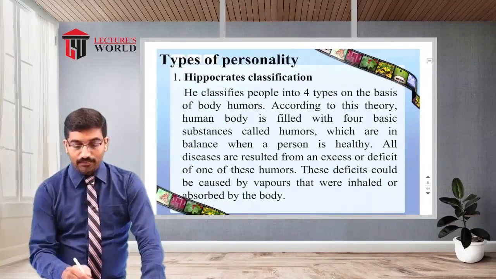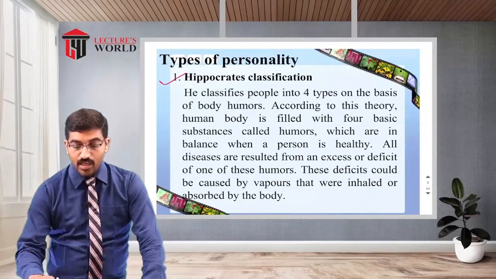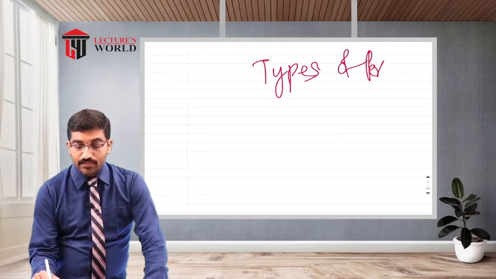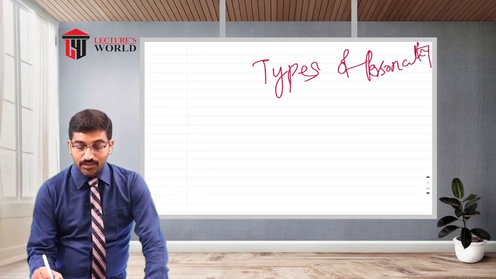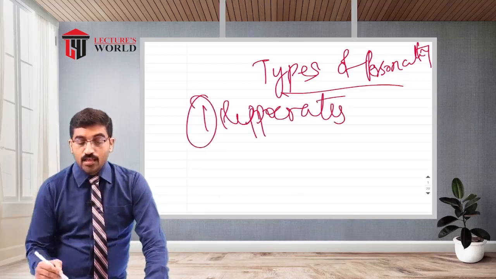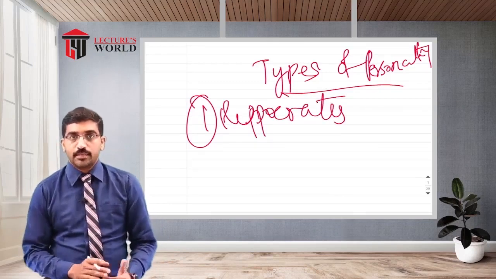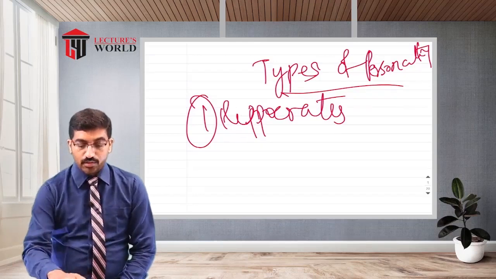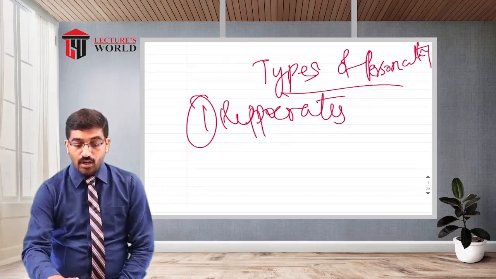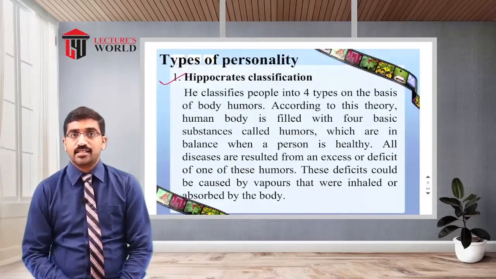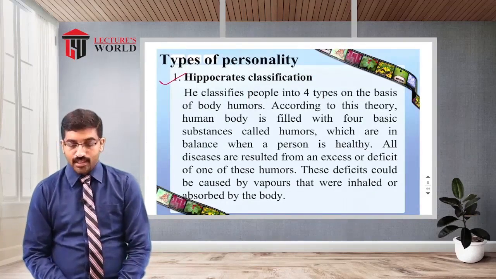Types of personality. The first type is Hippocrates' classification. There are various classifications of types of personality, given by different theorists. One is the Hippocrates theorist. It is not necessary that we all belong only to one particular classification of personality; it may change, based on different theories. Even in your book you may find different ones, but I am only going to discuss the common types of personality.